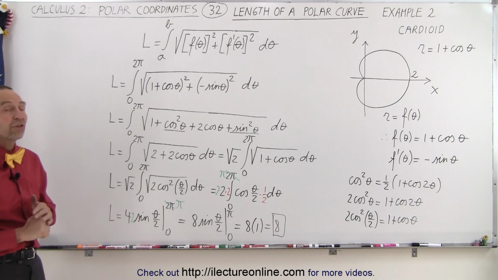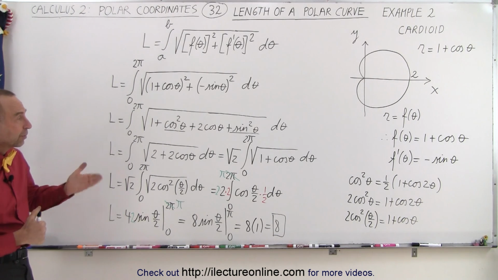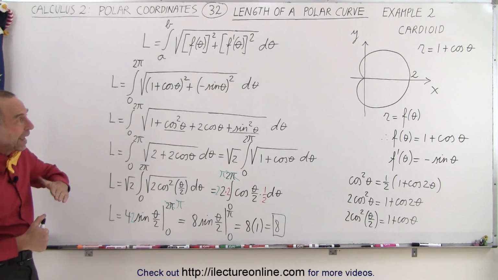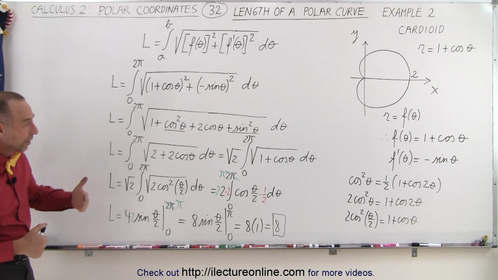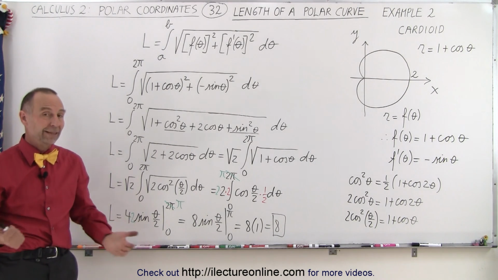So I had to make a small adjustment here because of the symmetry. I was able to go ahead and only integrate over half the cardioid, double the length, and get the correct answer that way. And that's how it's done.